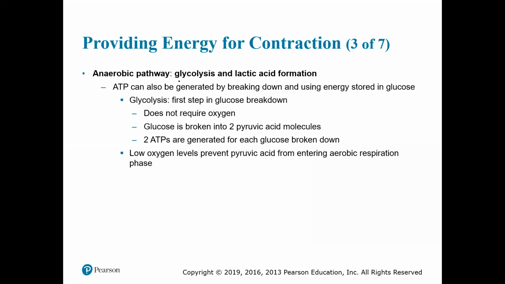Now, glycolysis is basically splitting glucose. It's breaking glucose in half, and that's exactly what it is. It'll take glucose and make two molecules called pyruvic acid. So glucose is split in the sarcoplasm anaerobically by glycolysis. That's the name of the process.